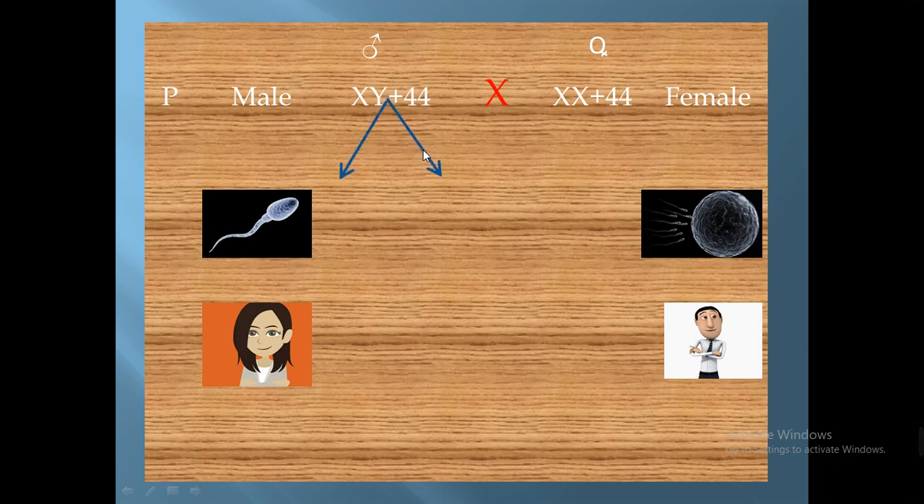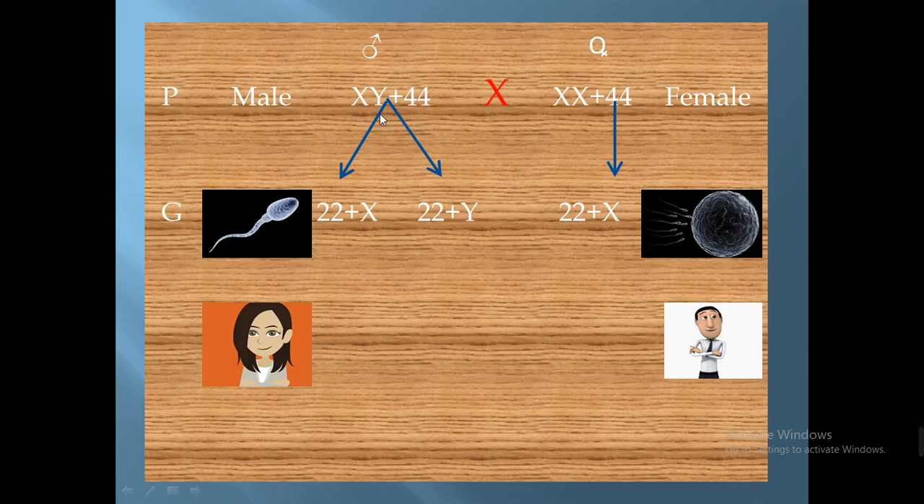When the cells of the testes divide meiotically, they produce half the number of chromosomes in the sperms. But the sperm types are different, because some of the sperms will contain 22 plus X. Here, we will make a segregation for the gametes. It will make 22 plus X here and 22 plus Y in the other type of sperms.